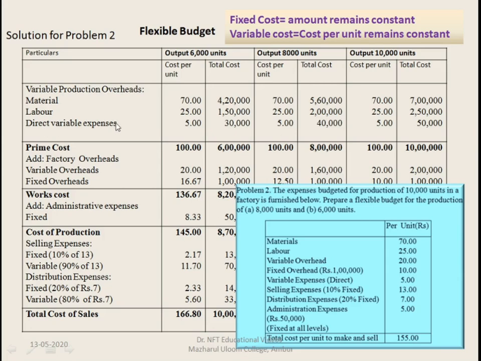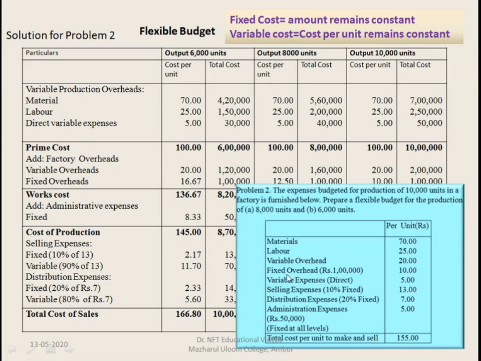If you add direct material, labor and direct variable expenses, you get the prime cost. The prime cost per unit is constant for all the three levels. Whereas if you see the total cost, there is a change in the total cost, as all these three expenses are variable cost.